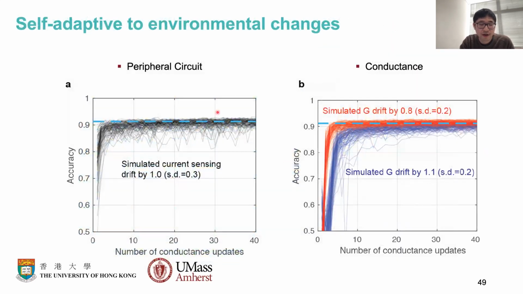We have also evaluated the case where the peripheral circuit suddenly changes or the conductance states suddenly change, which is going to be fatal for many inference problems. But what we can do is train the network, even if it's only the last layer, and after a few iterations, it can recover the accuracy to what it was before the error occurred.